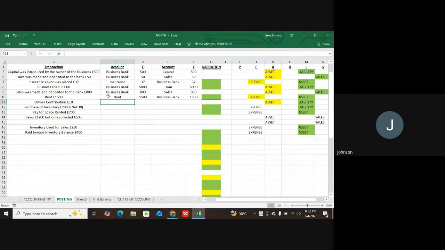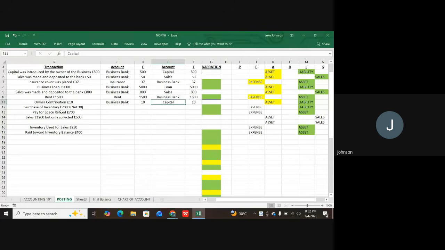Now the next thing is owner's contribution. The owner contributed an additional £10. So what happens in that regard? Bank will be debited with £10. Okay, and owner's equity, capital, will be credited by 10 also. So you can see that here our asset has increased again. Our equity as well also increased.